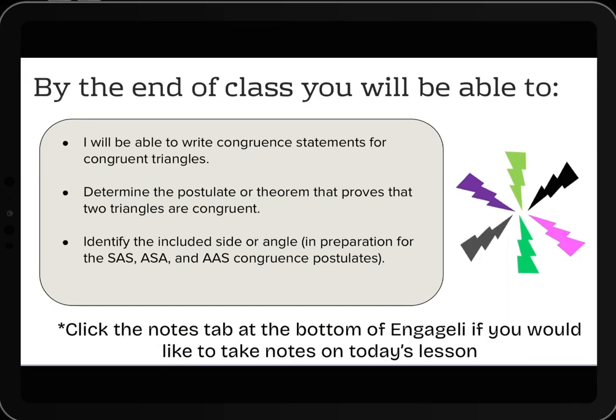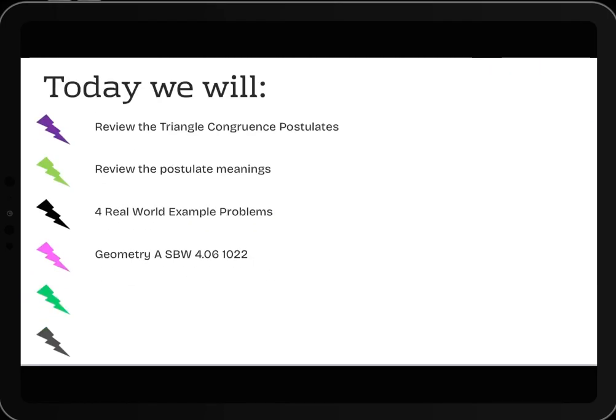By the end of class, you're going to be able to, once again, write congruent statements for congruent triangles, and determine a postulate or theorem that proves the triangles are congruent. We're really utilizing all of them that we've seen thus far. And of course, we're avoiding the one that we know is not, right? Side-side-angle is not a postulate or theorem. So we're going to review the postulates or theorems and their meanings. Specifically, we're going to look at real-world example problems, and then you have your SBW.